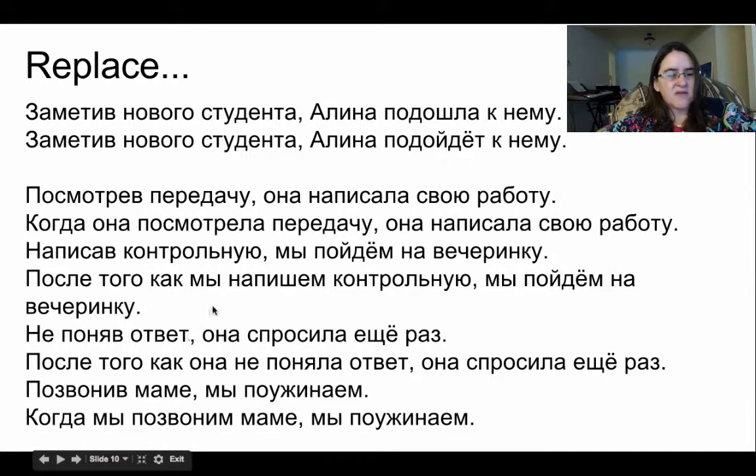Не поняв ответ, она спросила еще раз. После того, как она не поняла ответ, она спросила еще раз. After she had not understood the answer, she asked again.